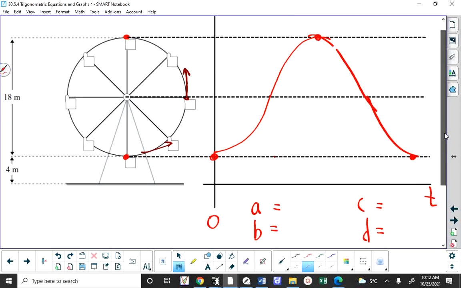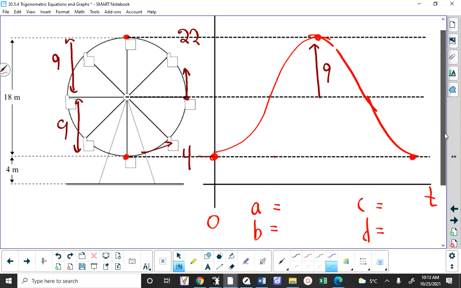We'll look at the numbers on the left. Look at the numbers on the left. The bottom of the wheel is 4 meters above the ground, and the wheel has a diameter of 18 meters, which means this has a value of y equals 4, and this has a value of y equals 22. Since the wheel has a diameter of 18 meters, that must mean that the radius is 9, half of 18. But that means the amplitude is 9.